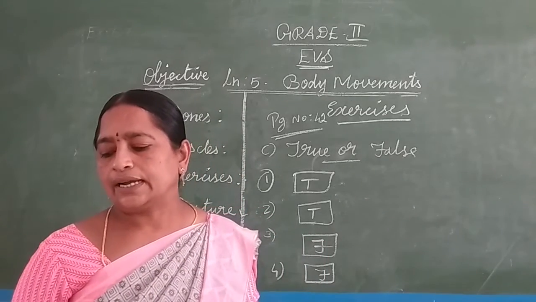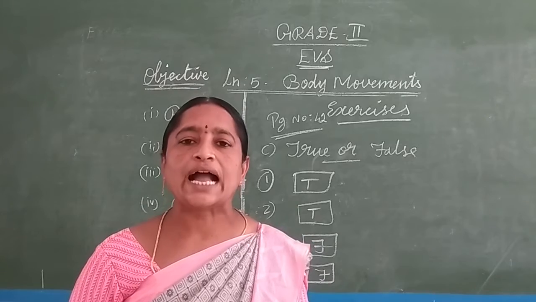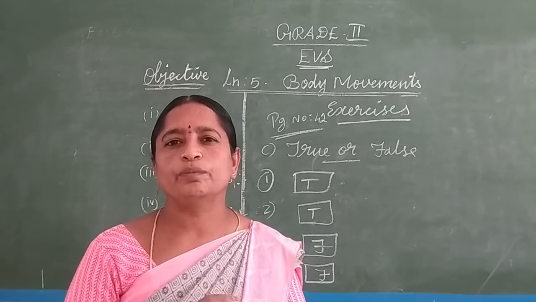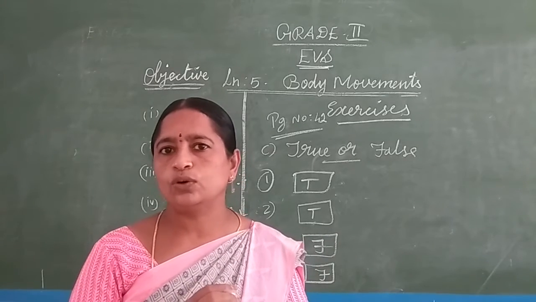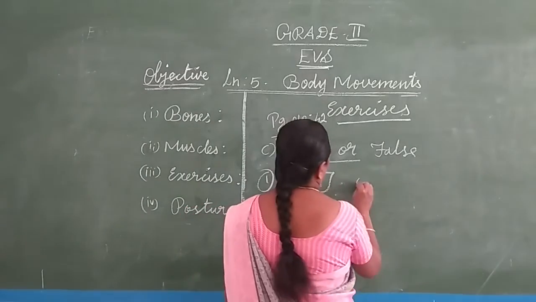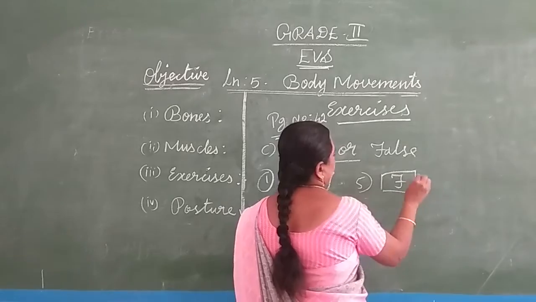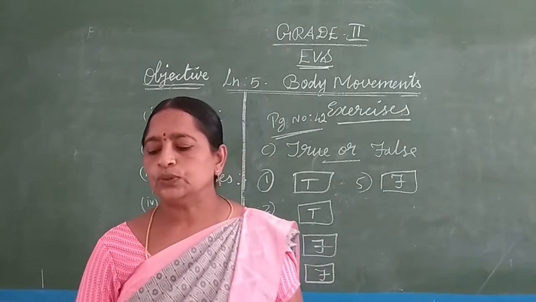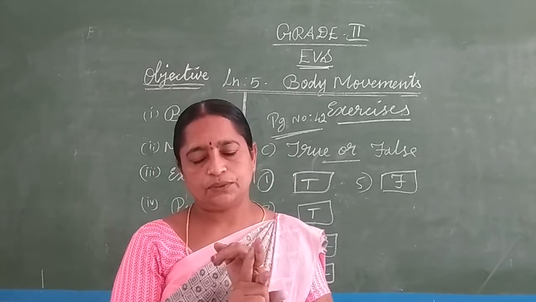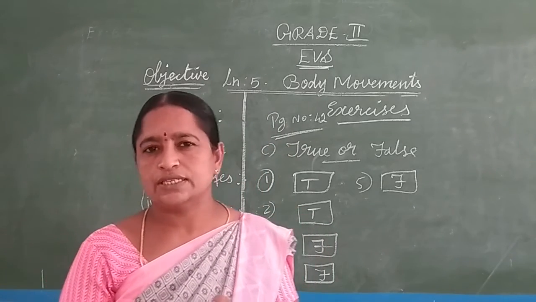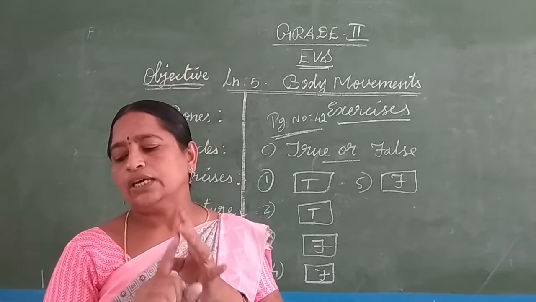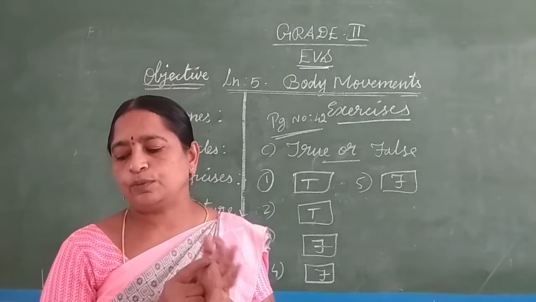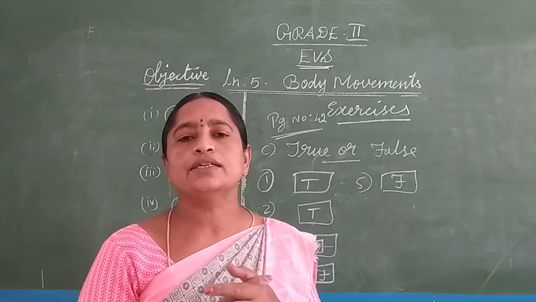You see the fifth one? The correct posture makes us look ugly. Will correct posture give a bad look? No, it will give a good look only. So the fifth one is also false. So, children, the first one, our body is made up of bones and muscles: true. Bones give shape to our body: true. There are 400 bones in our body: false, because we have 206 bones. Muscles are hard and stiff: wrong, they are soft and thin. The correct posture makes us look ugly: wrong.